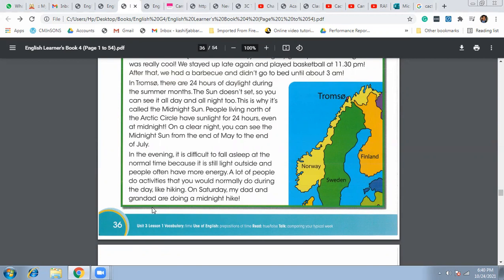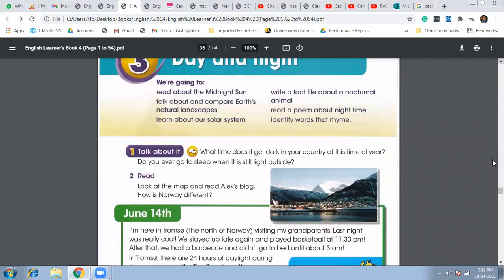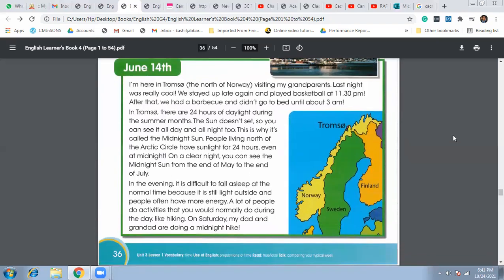In Tromsø, people even do these in the night time because there is no night, there's no dark at night. There is still the sun, 24 hours, that you can find in the sky, right? So here in Tromsø, a lot of people do different activities that you would normally do during the day, like hiking. On such a day, my dad and granddad are doing a midnight hike, right? So I hope you have understood Alex's blog, what he's telling us about his visit to Tromsø, the routine there, how the people living there have more energy even at 12 a.m., 1 a.m., right? So that is the end of today's lesson.